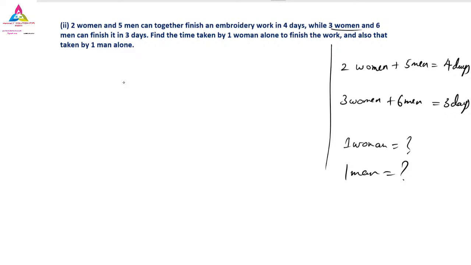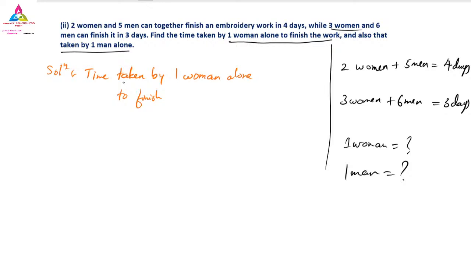So here we will take what they have told us to find as x, and one more we will take as y. So here we will take the solution. One woman alone finished the work. So the time taken by one woman alone to finish the work, we will take as x. So x days we will take.